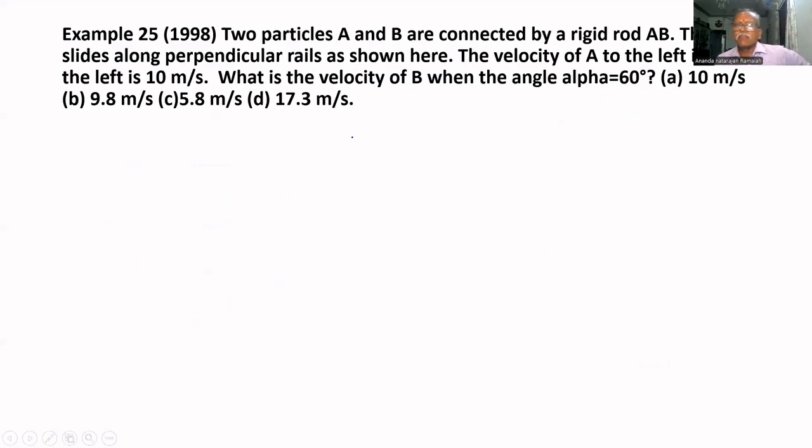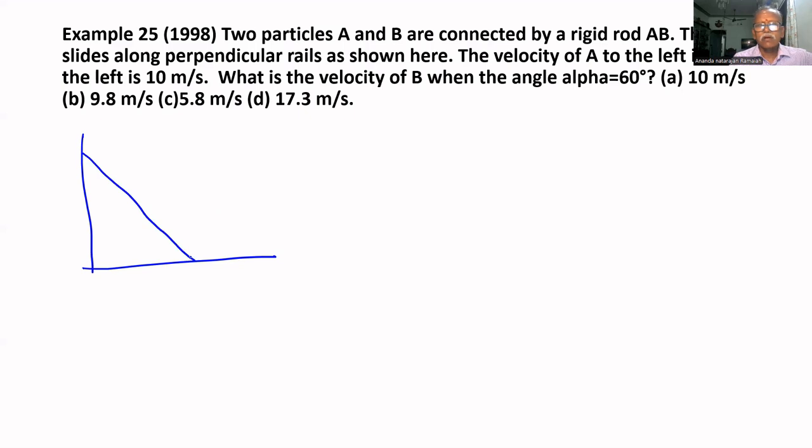Two particles A and B are connected by a rigid rod as shown here. This is the diagram. This point is A. This point is B.